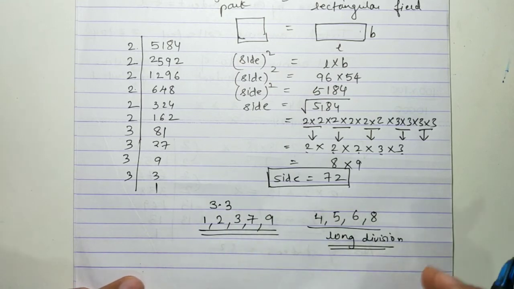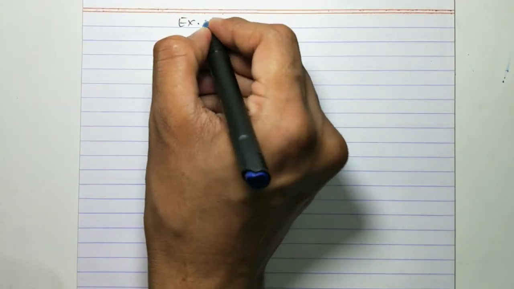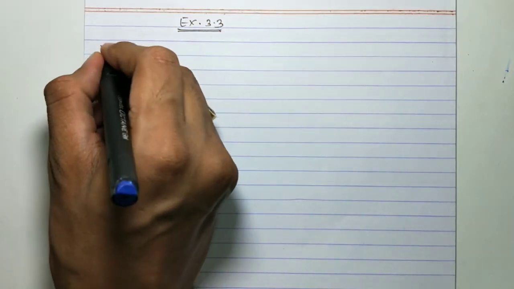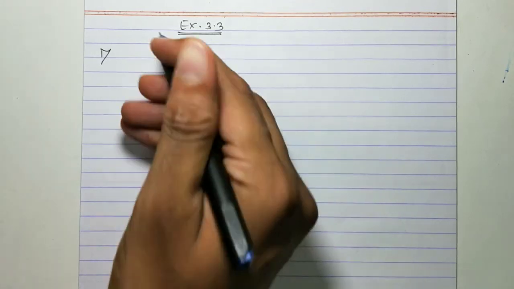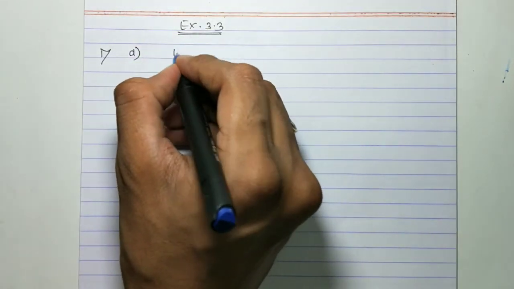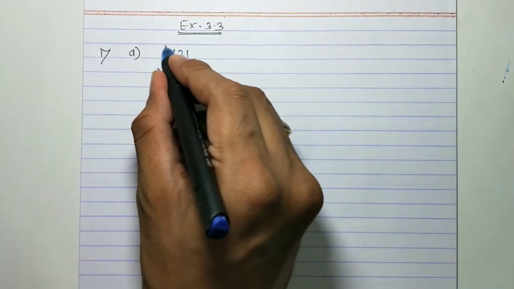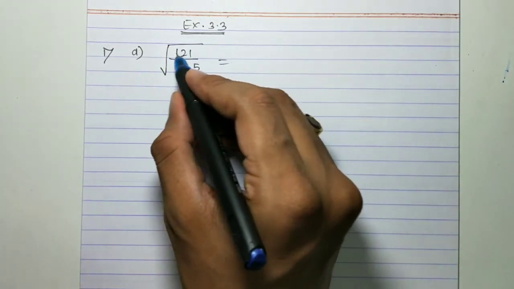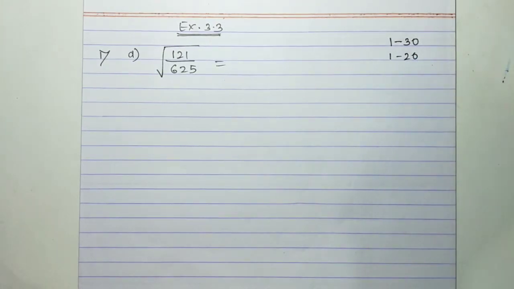Okay, let's come to 3.3. Very simple sums, and these types of sums will definitely come in the exam for 1 or 2 marks. Now we have to find the square root of 121 upon 625. Okay, square root of this number. So what is the square root of 121? I had told you to study the squares from 1 to 30 and cubes from 1 to 20.